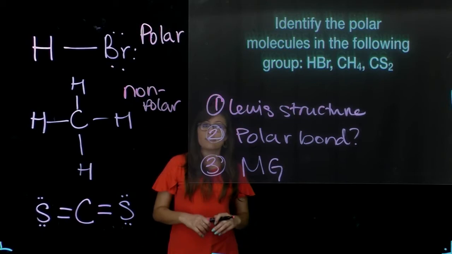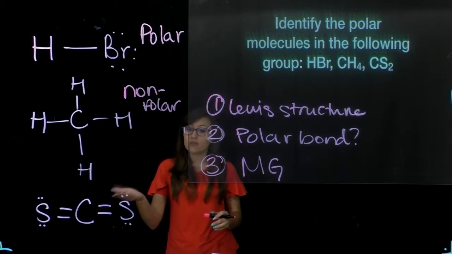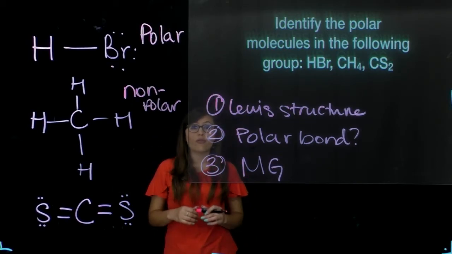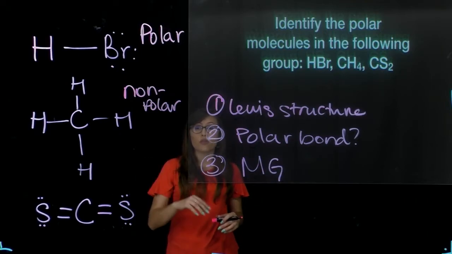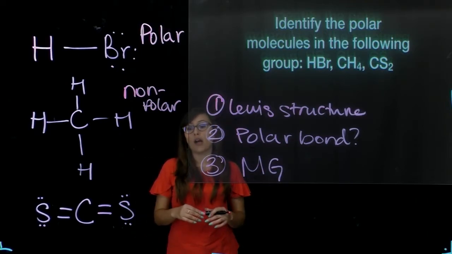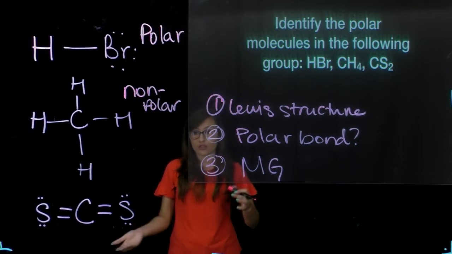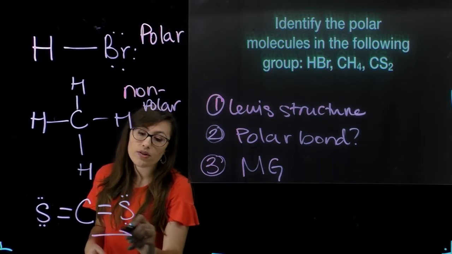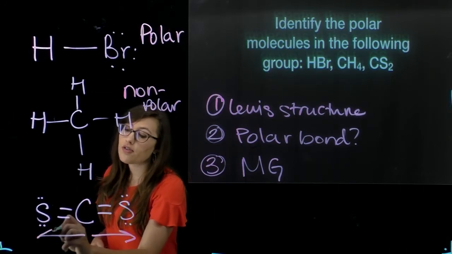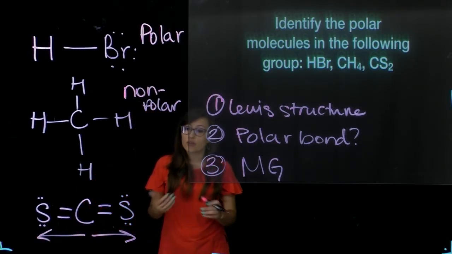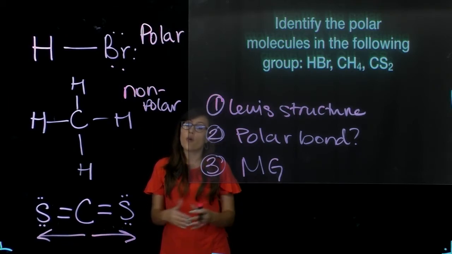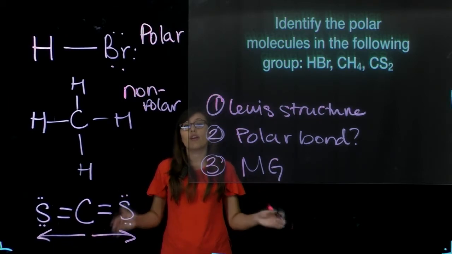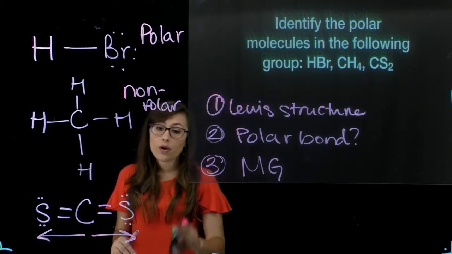Lastly, we have carbon disulfide, so CS2. We drew out the Lewis structure. Carbon-sulfur is a polar bond. Then we go into the molecular geometry. Since it is a linear geometry, and both of these sulfurs are the same, they're going to have the same electronegativity, so they're going to be pulling in the same direction, thus having a net dipole of 0, making this a non-polar molecule.